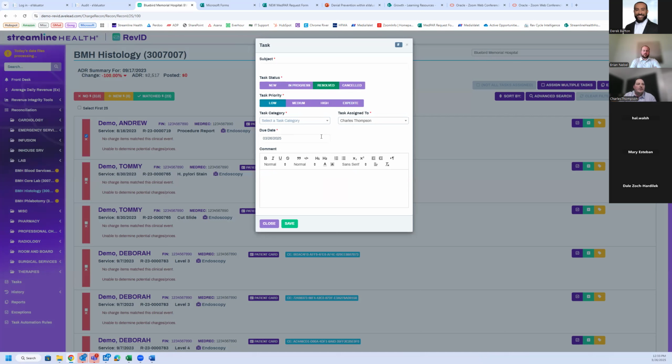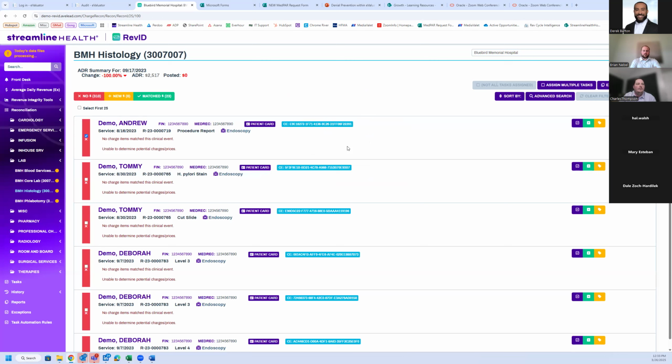If I'm not the person responsible, but I need to send this to the person that is responsible to correct these, I can send this task out to the person that is responsible. Let's say this one is Hal, and he's responsible for correcting this one. And so I can select that, enter some notes, and I can send that to Hal.